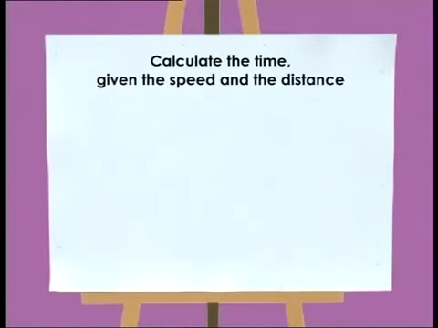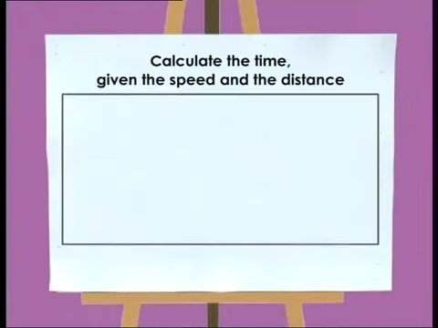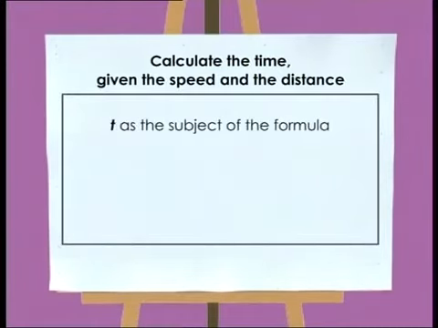Calculate the time given the speed and the distance. Now, by expressing the unknown t as the subject of the formula, we get t equals d over s. Thus, time can be found if speed and distance are given.